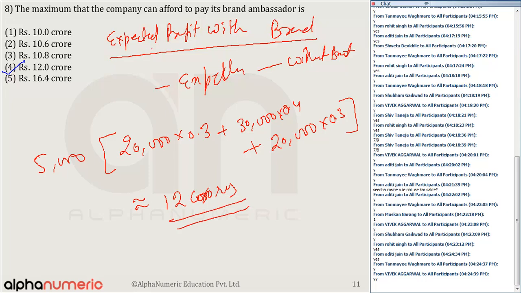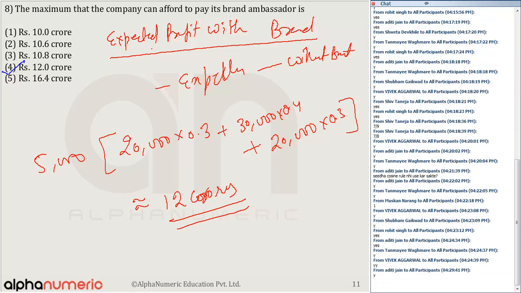Okay, so this is the maximum amount which the company can afford to pay its brand ambassador. So the answer is 12 crores. Is that clear to all of you? Please tell me yes or no. Okay. So can I move ahead?